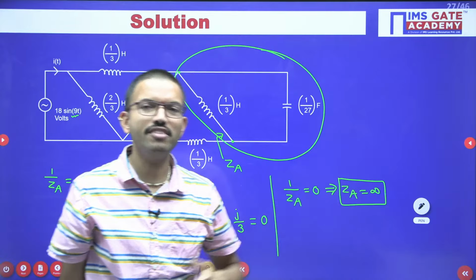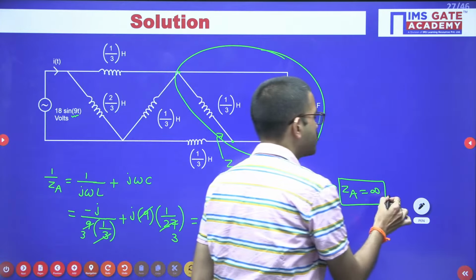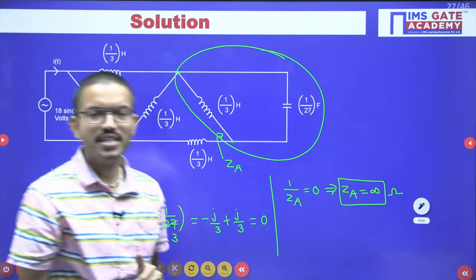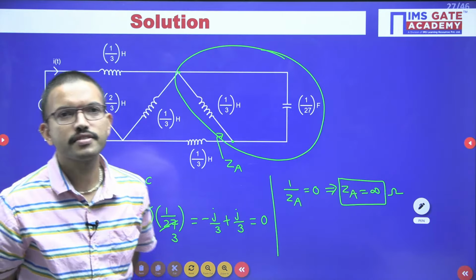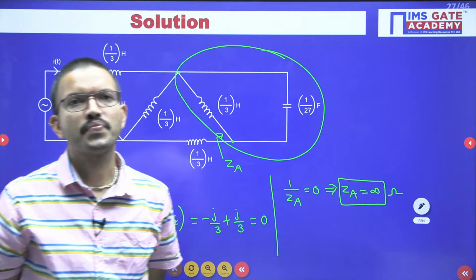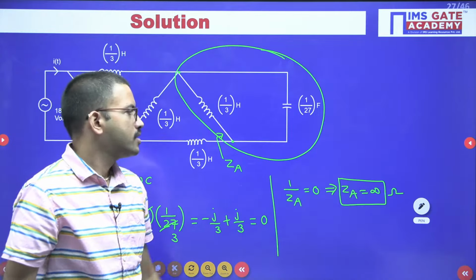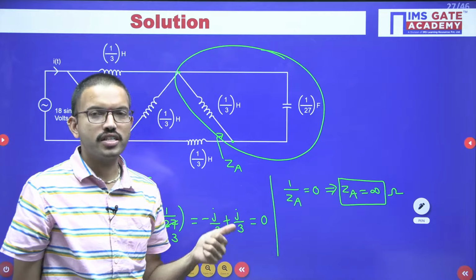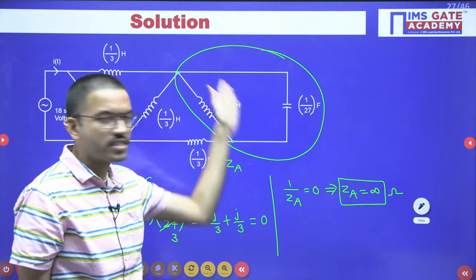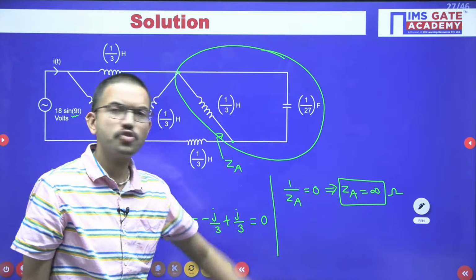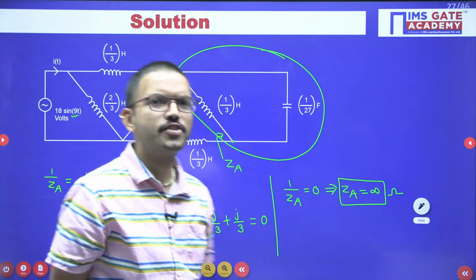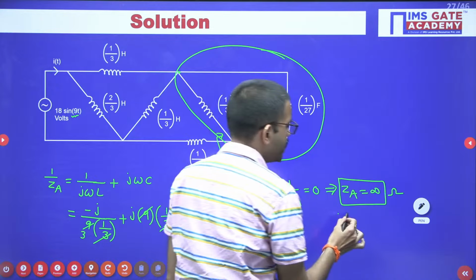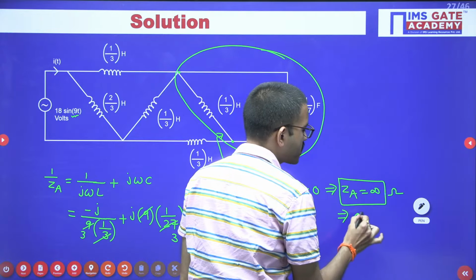How can we represent infinite ohms in the circuit? Whenever impedance is infinite, how can we represent it in the circuit? Any guess? See, in the earlier question we got impedance as 0. 0 means short circuit, we have done that. Now in this case you got infinite. How can we replace it? Yes, very good. It is the open circuit. ZA equal to infinite means open circuit.